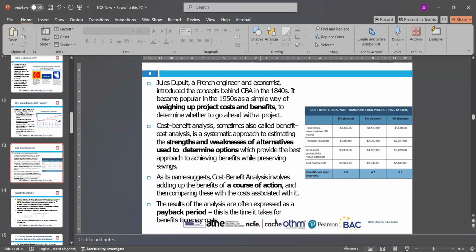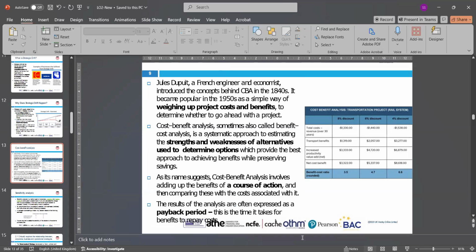Yes, cost benefit analysis. Again, I'm going to repeat myself. You are going to find out the results of the cost benefit analysis in terms of payback period. If you are going to invest money, you need to see within how many years or what time period you are going to get back your initial investment, and after how many years you will start receiving the benefit.